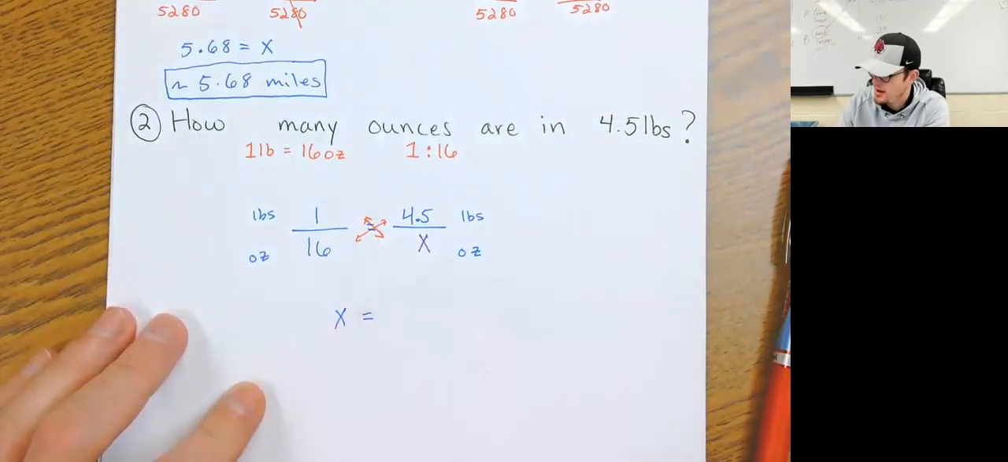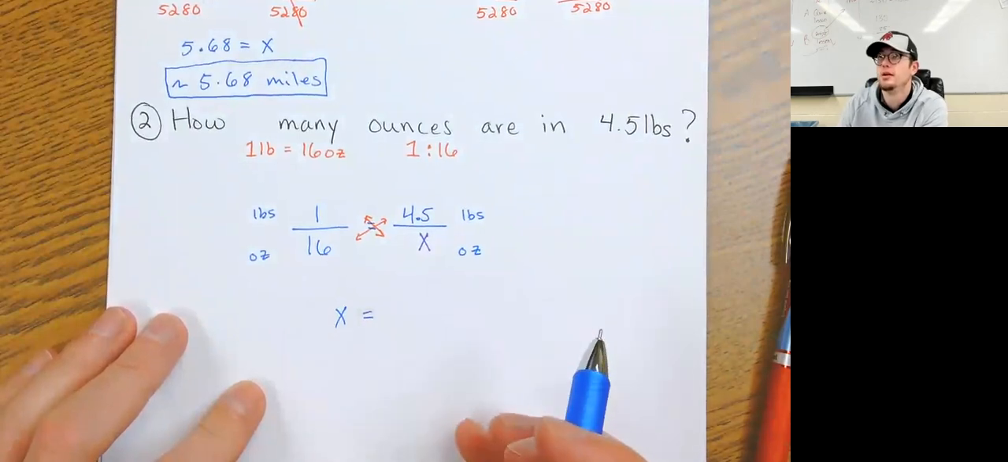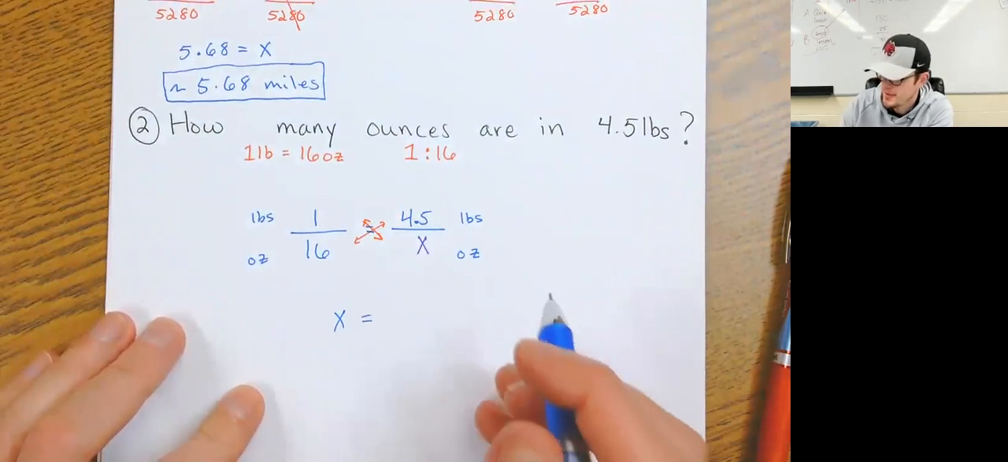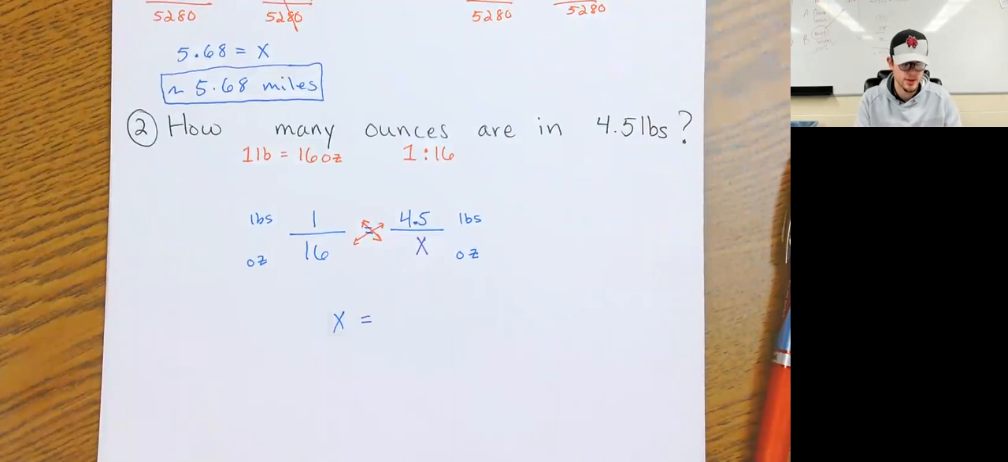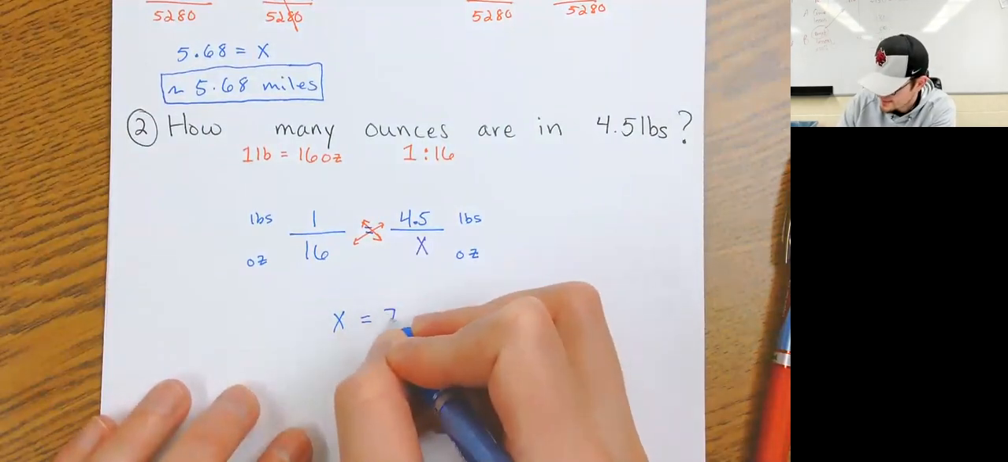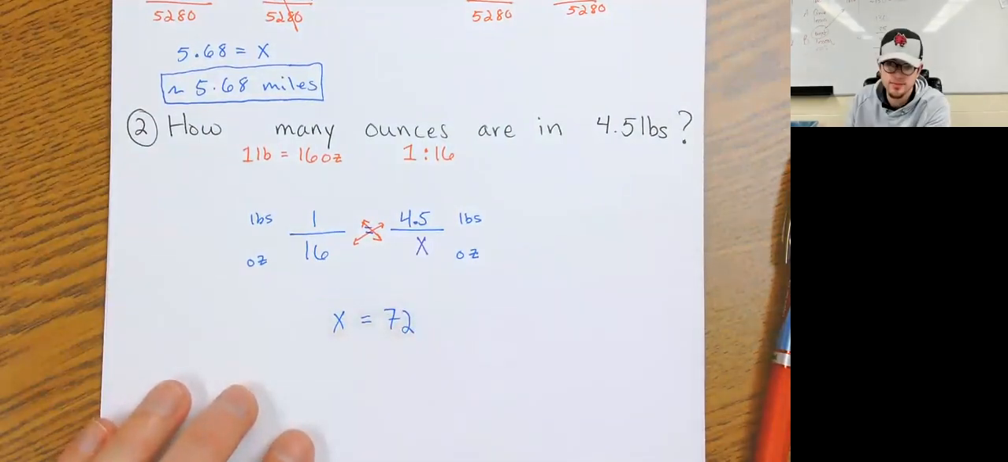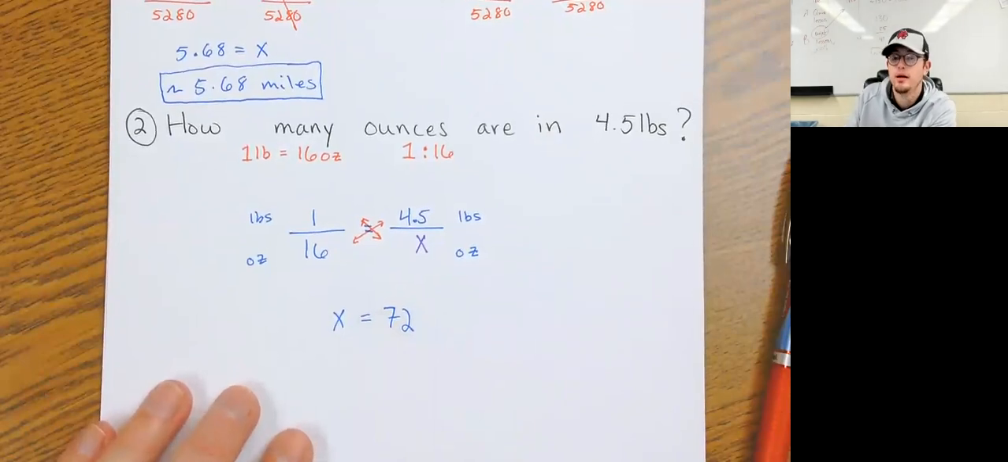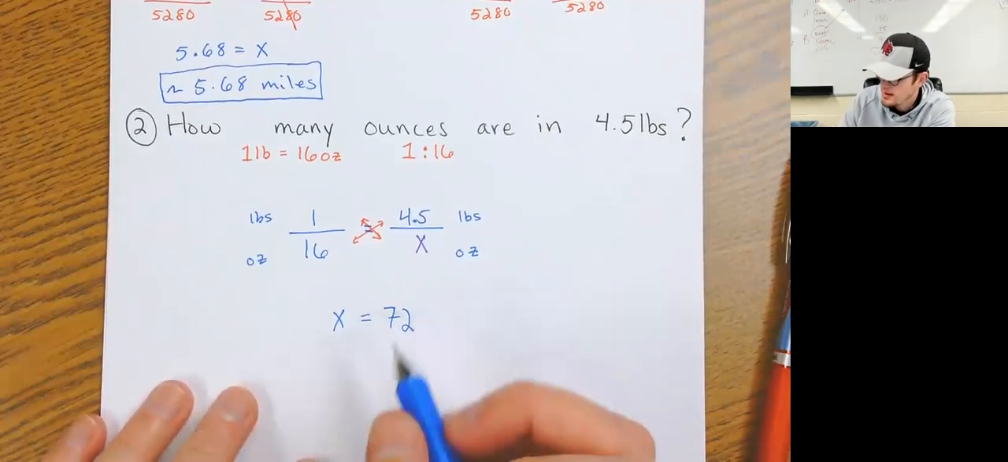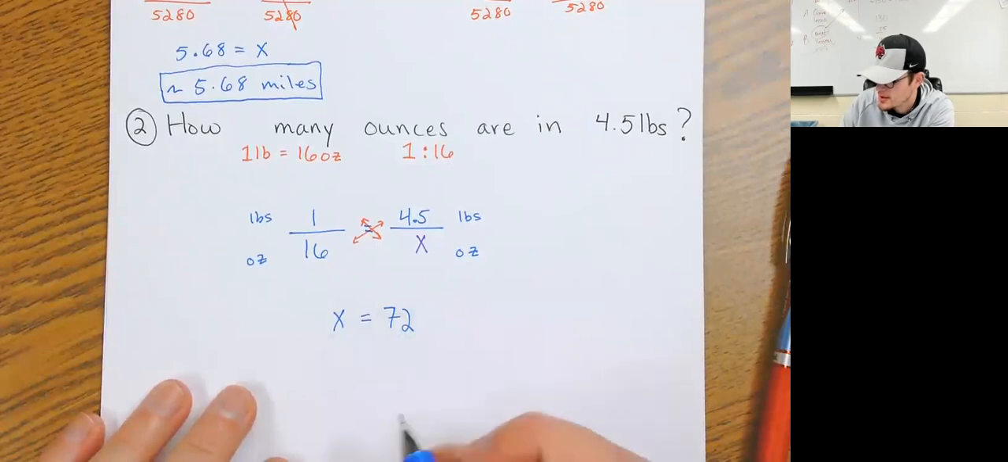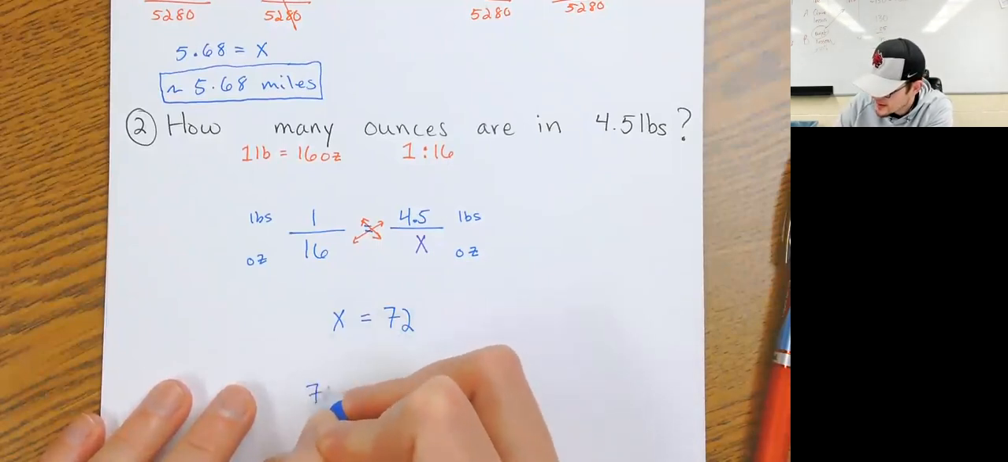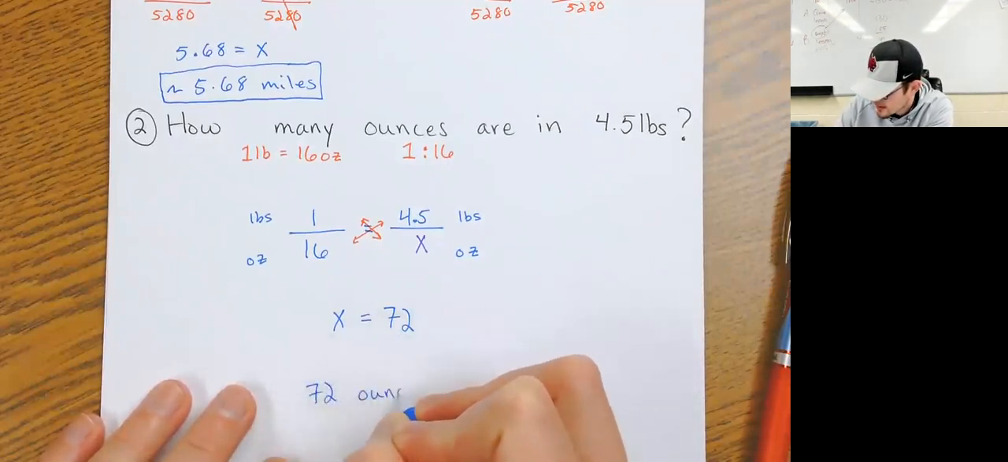16 times 4.5. What is that? That's 32, 64, 72? I'm going to double check that. I think it's 72. 16 times 4.5. Yeah, 72. All right, so we get 72. And that one, there isn't another step. We're done. Now we just got to answer it fully. And this one's not an approximation. So it would be 72 ounces.